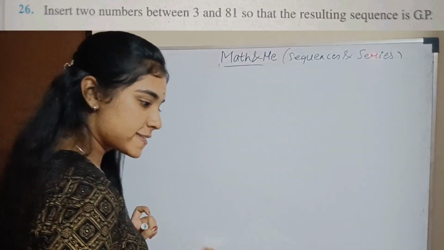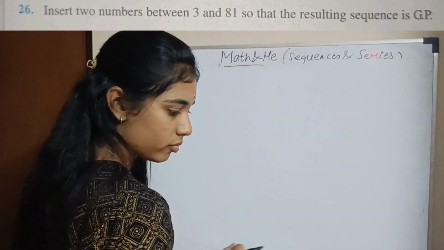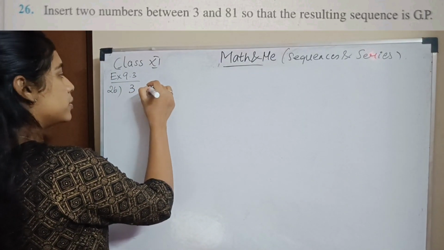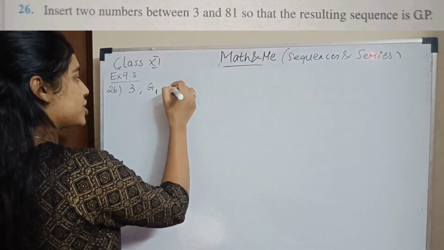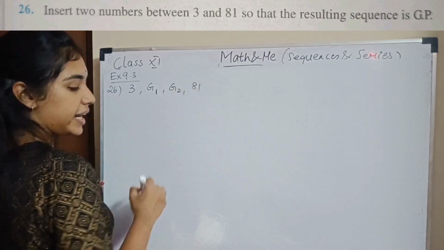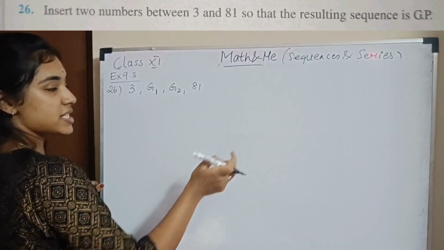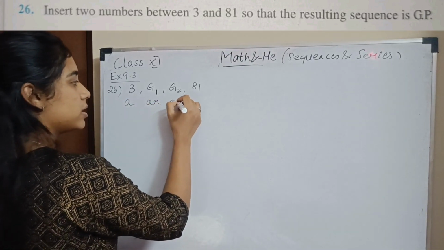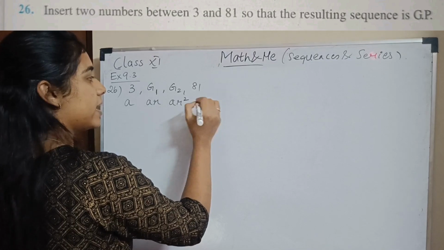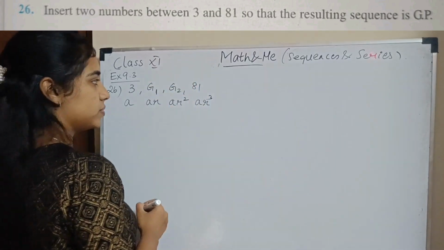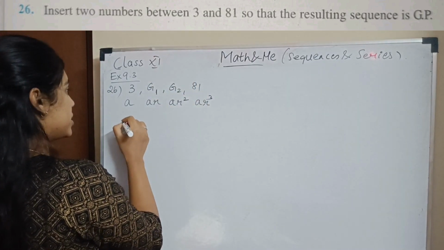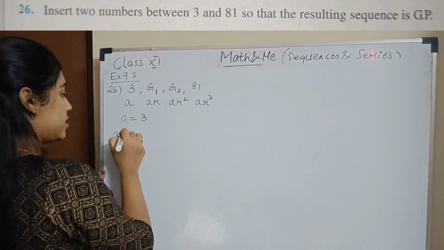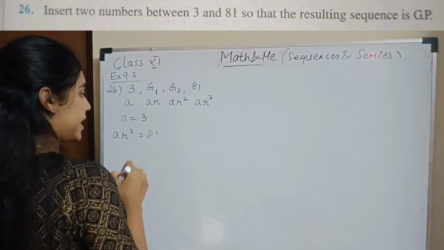Question number 26. Insert two numbers between 3 and 81, which are geometric means G1, G2, such that the resulting sequence is a GP. So what did we do? This is a, ar square, ar cube. Okay? So your a is 3, your ar cube is 81.